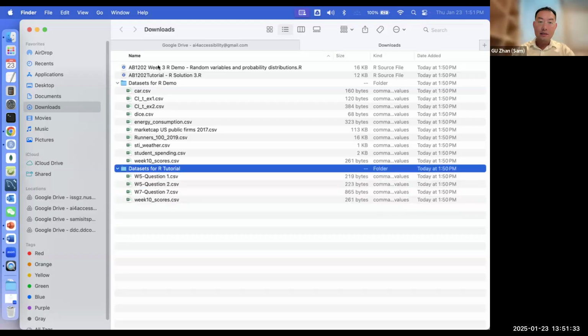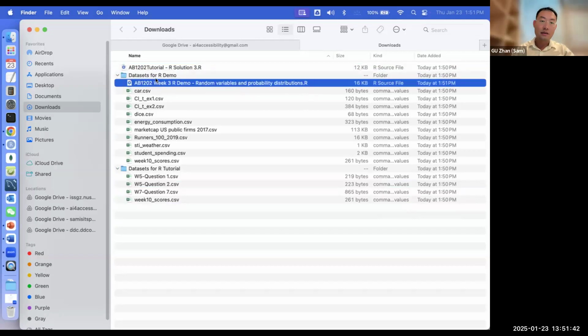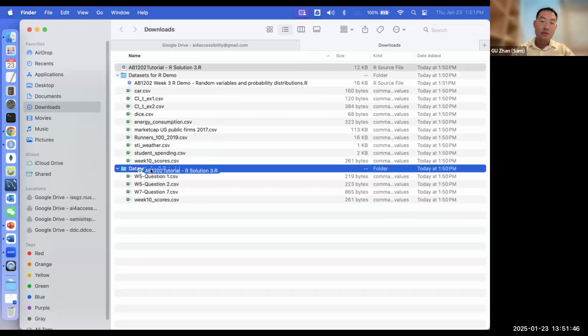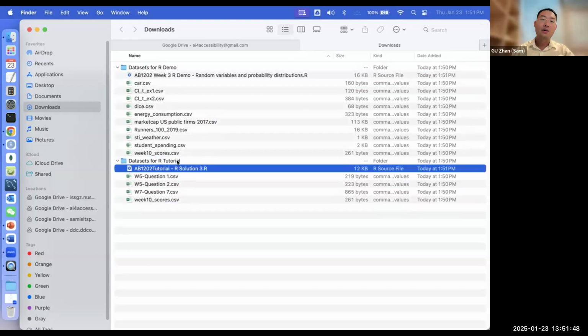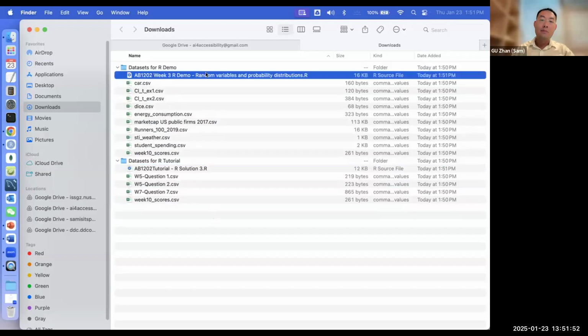So what you can do next is you can place all the R demo scripts, including week 1 to week 12, into your data set for R demo, and the tutorial R solutions into the data set for R tutorial. The reason for this is when you execute the commands in the R demo script, it will look for the data set somewhere here. Okay, so it's best to place them together.